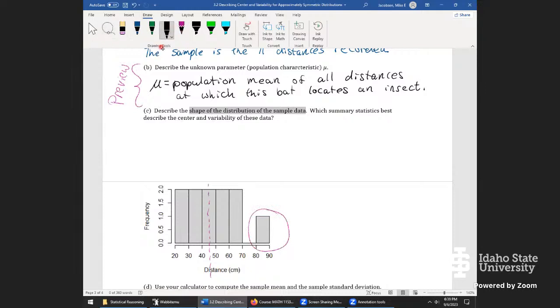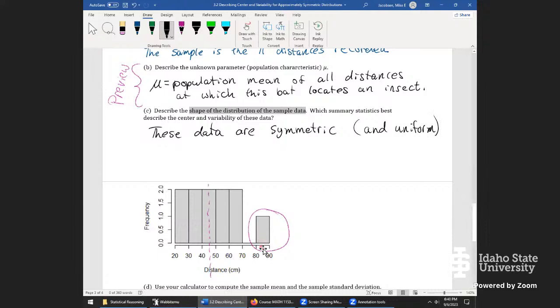So I would say for us, these data are, sure, they're uniform, but the bigger thing we want to know is symmetry versus skewing. So let's say symmetric. And uniform.